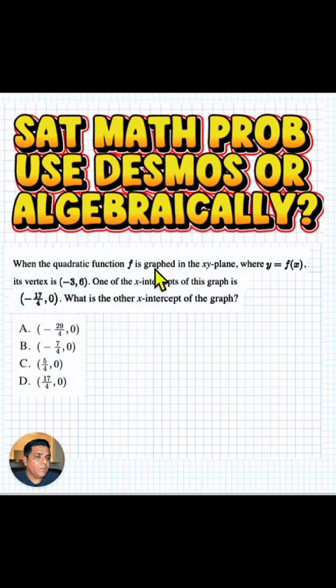So we're given a quadratic function f graphed on the xy-plane where y is f of x. The vertex is given as negative 3, 6. One of the x-intercepts is given.